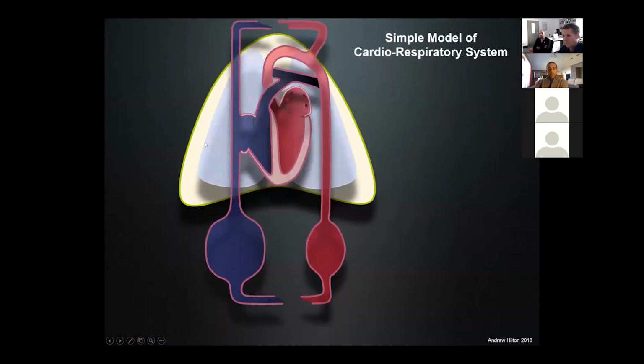Okay, hypovolemia. Sorry, before I do that, have we got time to quickly, before we go into the hypovolemia case, let me just quickly go through the rest of it.